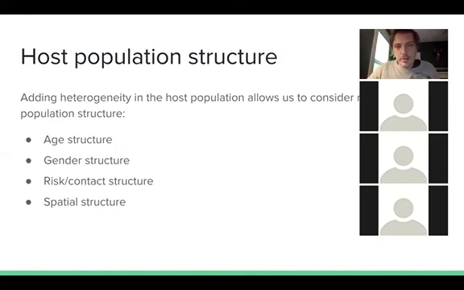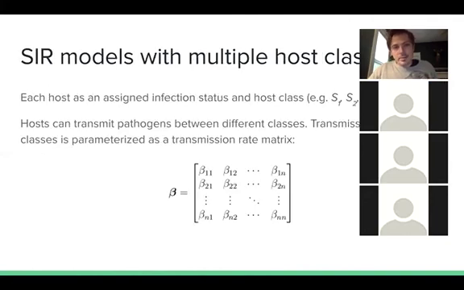And the basic way that all of these multi-host models work is that instead of just having a single compartment for the S, I, and R class, what we wind up with is assigning each host both an infectious status in terms of S, I, and R, and also assigning each host to a class. So if we had, for example, a two-class SIR model where we divided the host population into states 1 and 2, we would have to keep track of the number of susceptible hosts in both host population 1 and 2, as well as the number of infected hosts in populations 1 and 2.